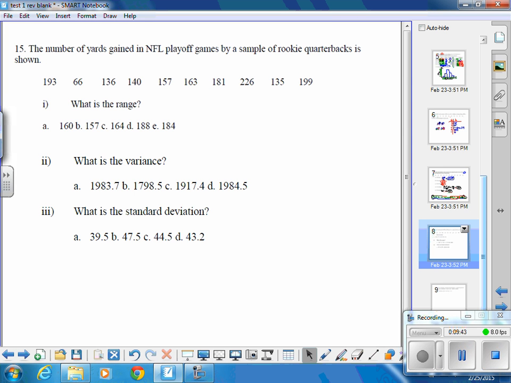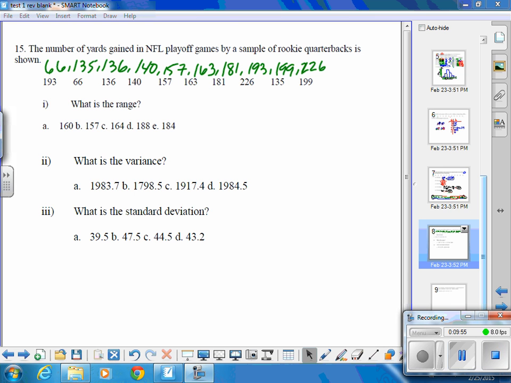We have to find the range and the variance and standard deviation. So the first thing I want to do to find the range, which is the highest and the lowest subtracted from each other, is I need to arrange this data in order, and I'm going to do that now. So if you look here, I've arranged the data in order.